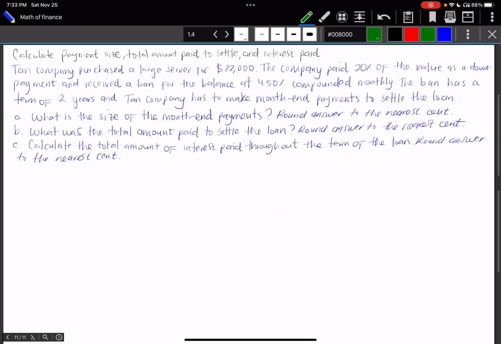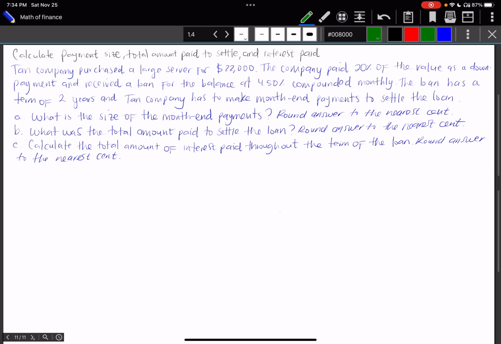To work with a problem like this, it's important to start by recognizing that the loan is in the form of an annuity. Remember that an annuity is a series of payments, usually in equal amounts, made at regular intervals for a fixed period of time. The series of equal payments that Tan Company makes every month for 2 years is an annuity.